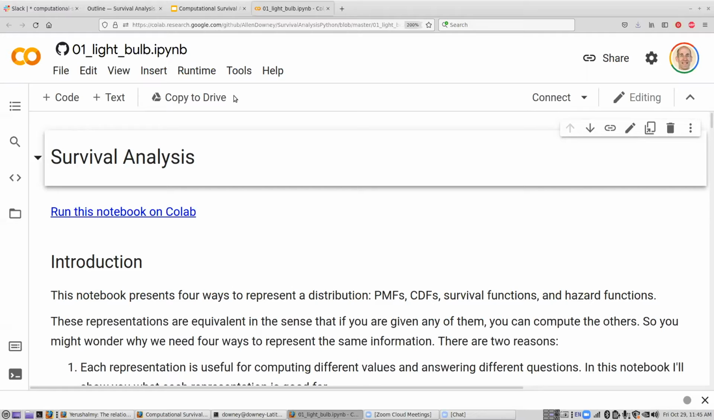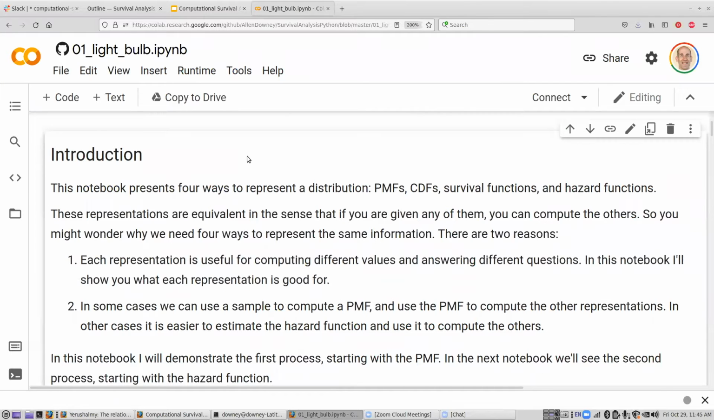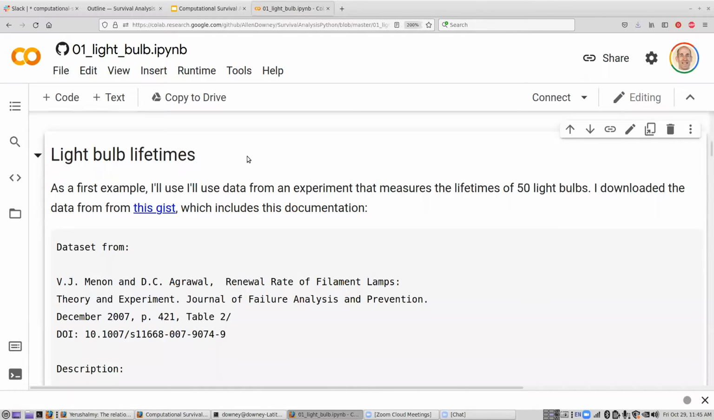Okay, here's the other thing to know about the notebook. It contains both text cells and code cells. So the first few are text that introduces the topic and introduces the first data set that we're working with. You can use the up and down arrows to move between cells. You can also hold down the shift button and press enter, and that will have the effect of executing the current cell and then moving down to the next one.